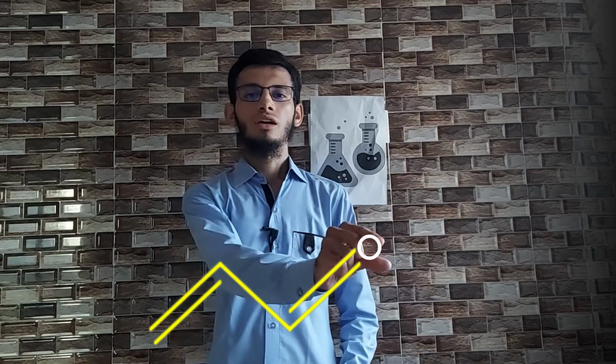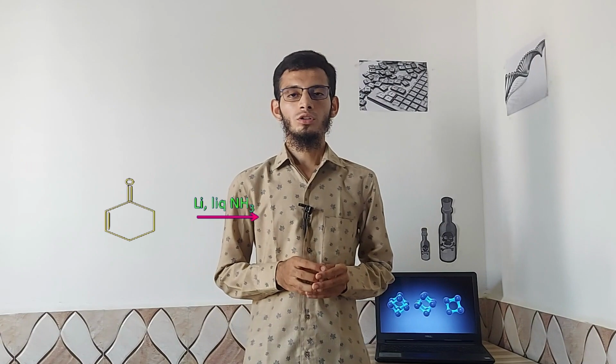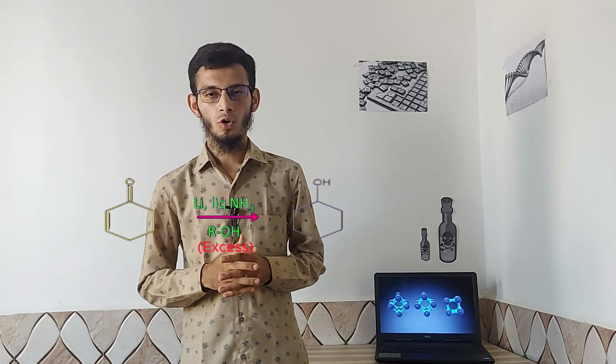But what will happen if I add oxygen here? Birch reduction of alpha beta unsaturated ketone gives you saturated alcohol or saturated ketone depending on the condition. If you use a small amount of alcohol or ammonia as a proton source, you will get saturated ketone. And if you use a larger amount of alcohol, you will get saturated alcohol.